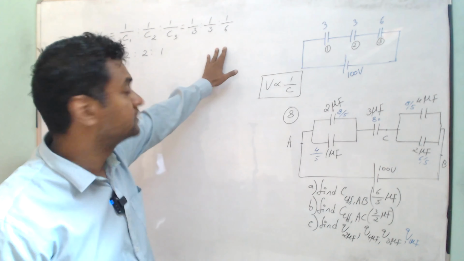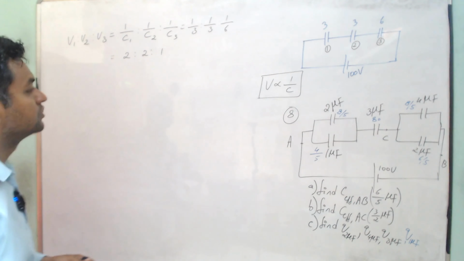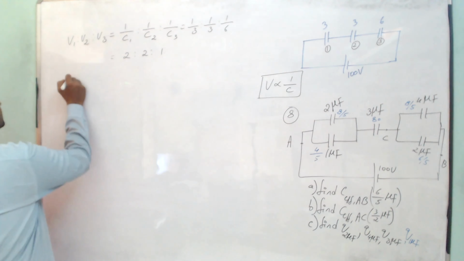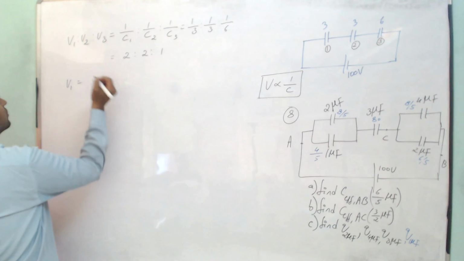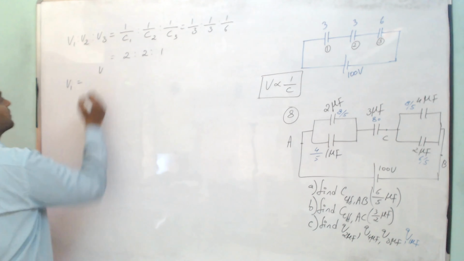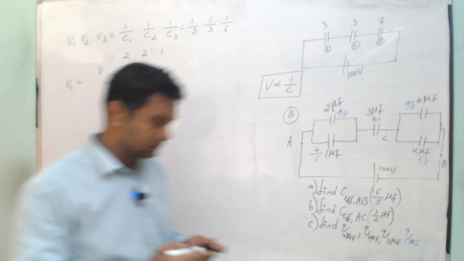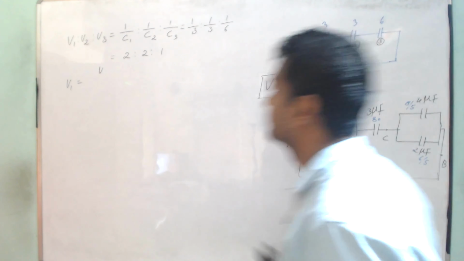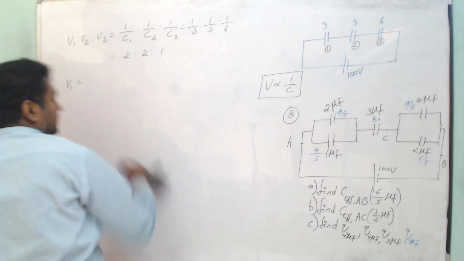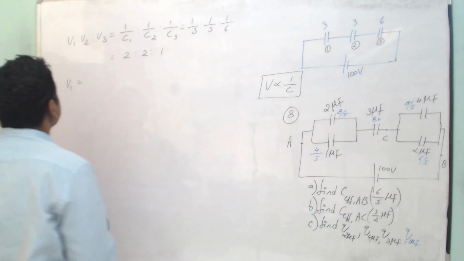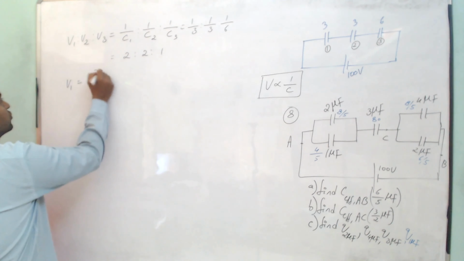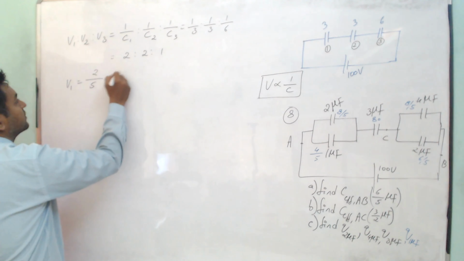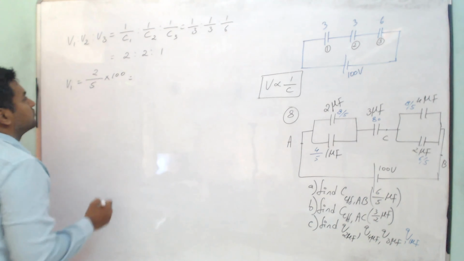Now, if total is V, what is V1? V1 is equal to... what will we get? 2 by 5 into 100. I wanted to write it as 2 divided by 5 because 2 plus 2 plus 1, into 100, which is 40, right?